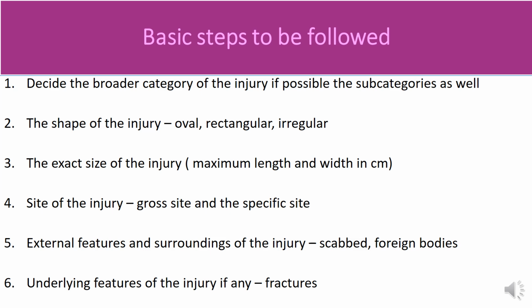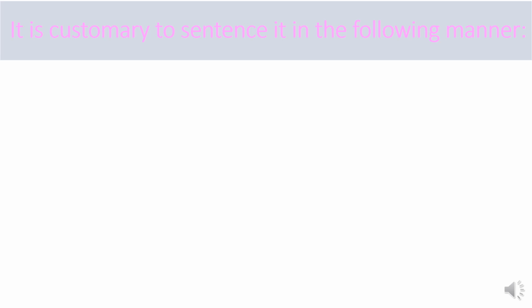In this video, I am going to emphasize the specific site in detail. And then you have to describe external features and surroundings of the injury, such as scab, presence of foreign bodies, etc. Finally, you have to think about underlying features of the injury, if any, such as fractures. However, it is customary to sentence it in the following manner.